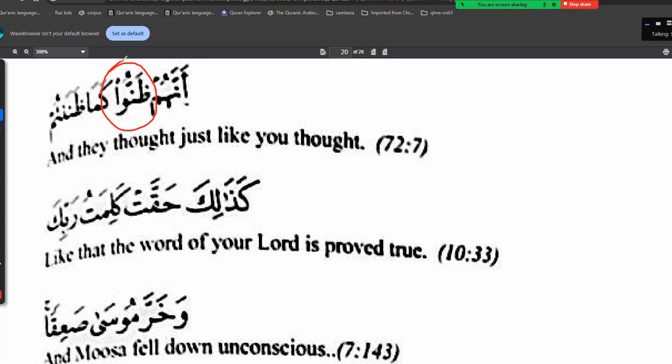Right. Dhannu is hum dhannu. And dhanantum. What is dhanantum? Antum dhanantum. Dhannu is hum. So they thought. Okay. Dhanantum, just like you thought. So kadhalika haqqat kalimatu rabbik. Like that, the word of your Lord is proved true, which is the double-lettered verb, al-fi'l al-mudha'af.